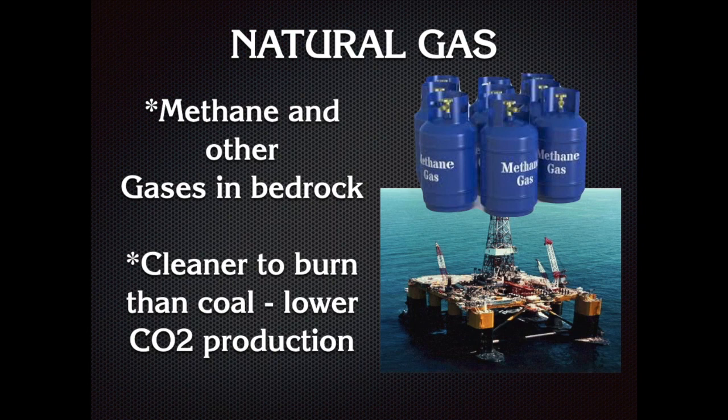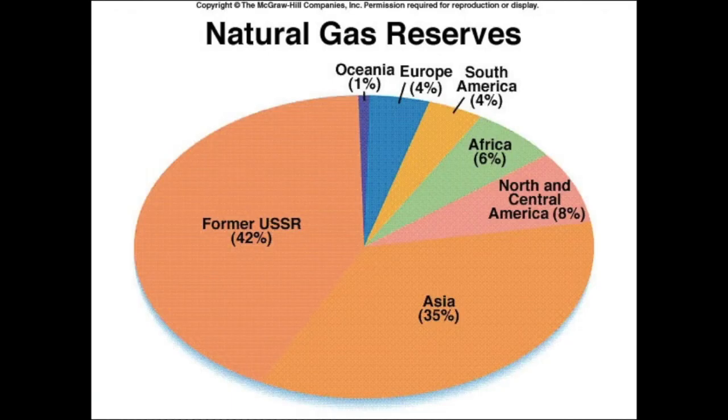Now this is going to be cleaner to burn than coal. So as we break it down, as we use it, it has less of a carbon dioxide production. And carbon dioxide impacts the greenhouse effect. So the main natural gas reserves are going to be found in Russia and Asia. So we can actually see how Russia was not a major coal distributor.